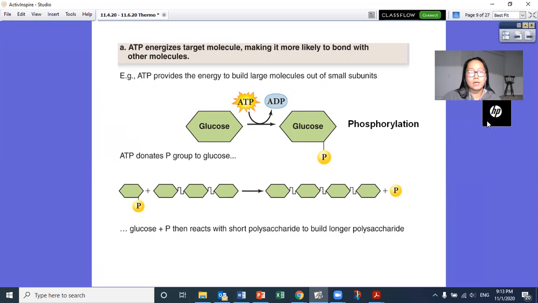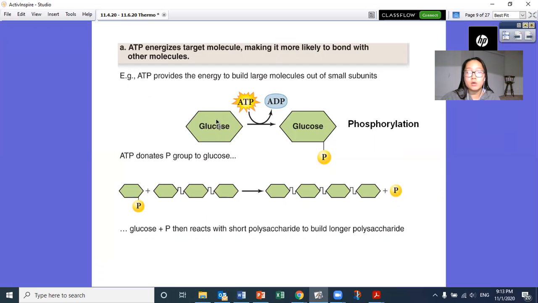Over here, we can go over that ATP energizes target molecules to make them more likely to bond with other molecules. So for example, when plants are building cellulose or starch, when they're creating these energy storage molecules, they have to energize the molecules to make them willing to bond in the first place.